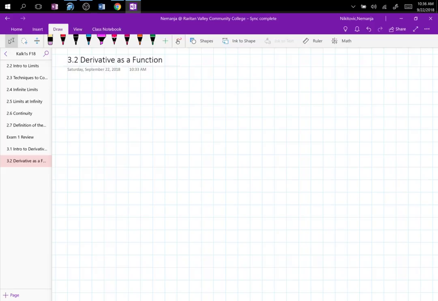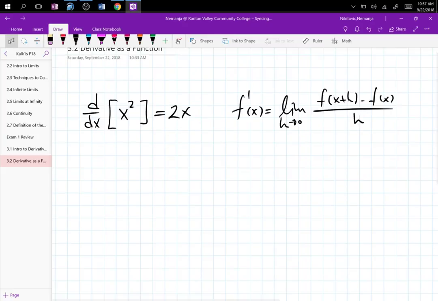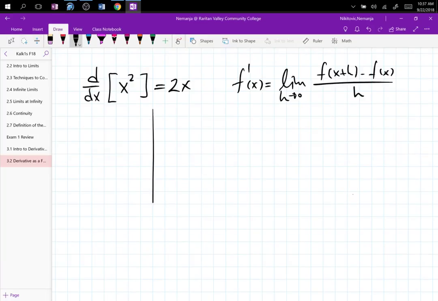So last class we said that the derivative of x squared was 2x, and we did that by using the limit as h goes to 0 of f of x plus h minus f of x over h. So that was last class, and we see the derivative and the function on the same coordinate system.